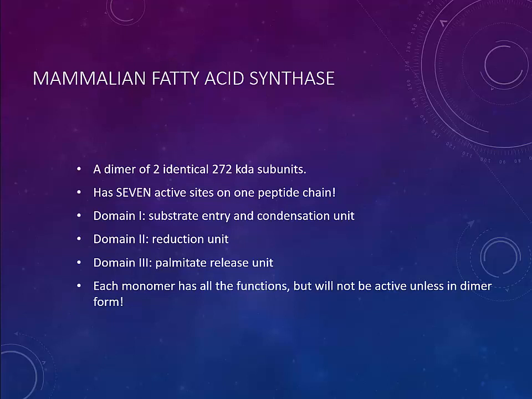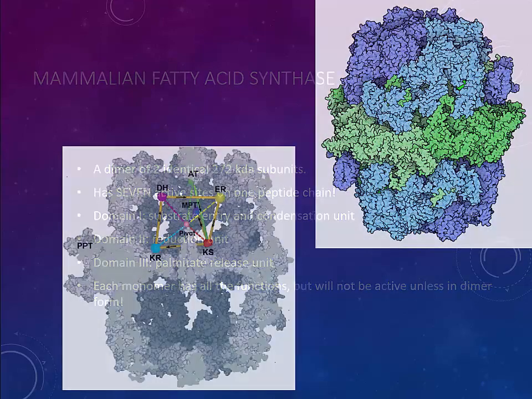So the synthesis part of this pathway lists several enzymes, except they aren't really separate enzymes. In this case, all the enzyme activities are found on one superenzyme called the mammalian fatty acid synthase. There are 7 active sites on one peptide chain. This is a huge enzyme complex made from 2 dimers. Each monomer has all the functions, but only the dimer is actually functional.